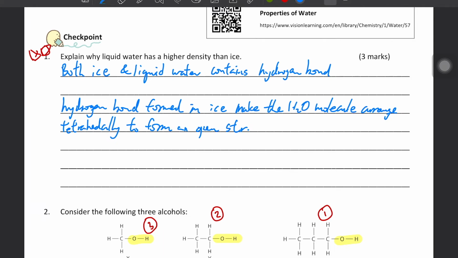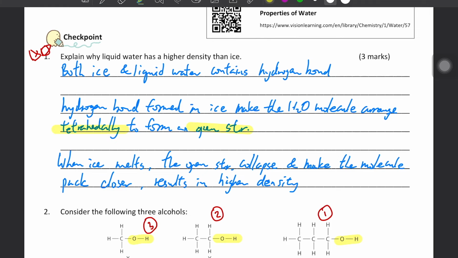In ice, the hydrogen bond formation makes the water molecules arranged tetrahedrally with open structure. Well, this is most important. Without this, you cannot say anything. Between ice and water, in solid, they arrange tetrahedrally, directional with open structure. But what about in liquid? Here shows when ice melts, the open structure collapses and the molecules pack closer. Well, this is the difference between ice and water.